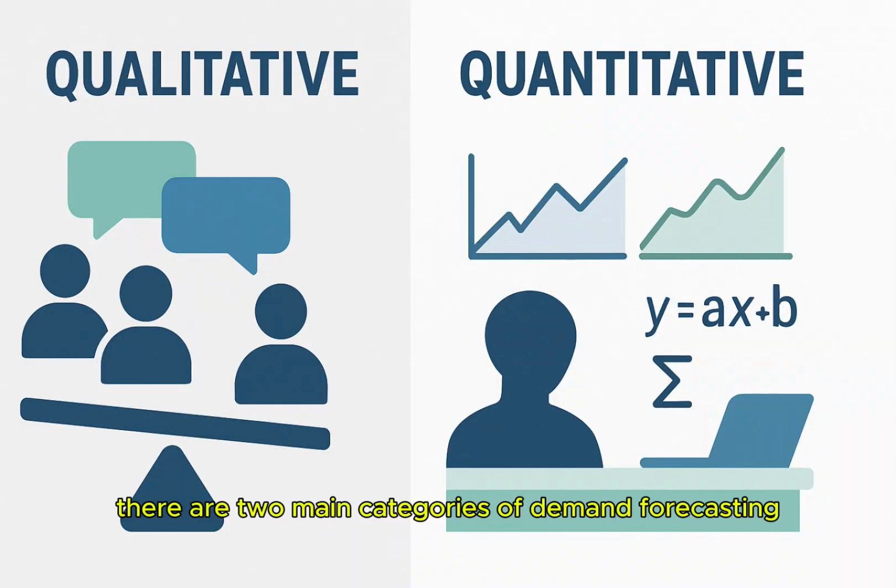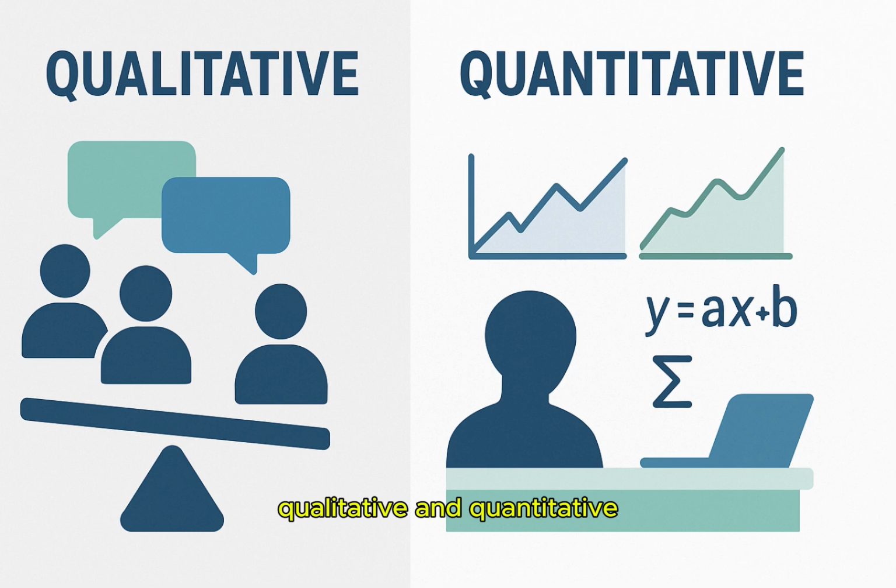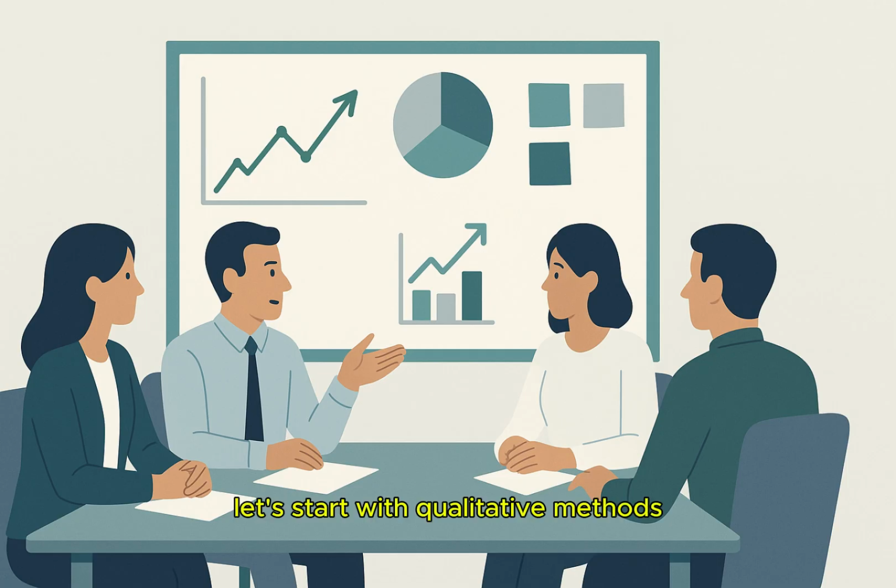There are two main categories of demand forecasting: qualitative and quantitative. Qualitative forecasting is based on opinions, market research, and expert judgment. It's especially useful when you don't have much historical data, such as when launching a new product or entering a new market. Quantitative forecasting, on the other hand, uses numerical data, statistical models, and sometimes artificial intelligence to detect patterns and make predictions. Let's start with qualitative methods.